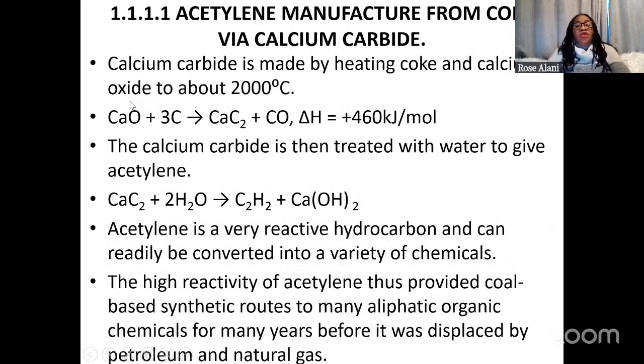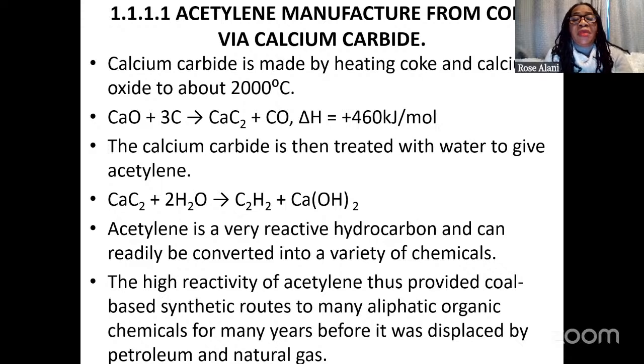So I skip one. So here, calcium carbide is made by heating coke and calcium oxide. Coke and calcium oxide is heated to about 2000 degrees centigrade. So you can see the reaction equation here. Coke is the carbon there you see. Calcium oxide plus coke gives you calcium carbide and carbon monoxide.